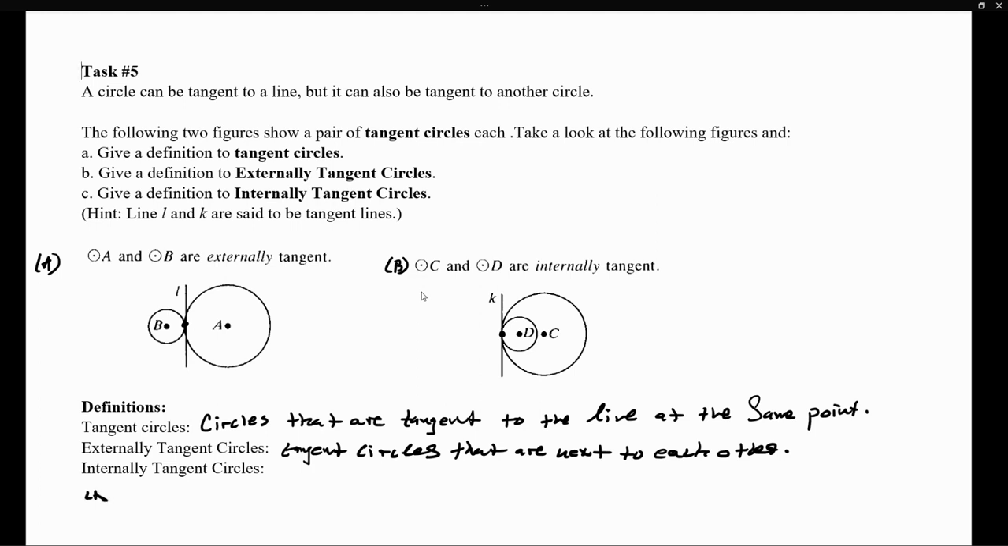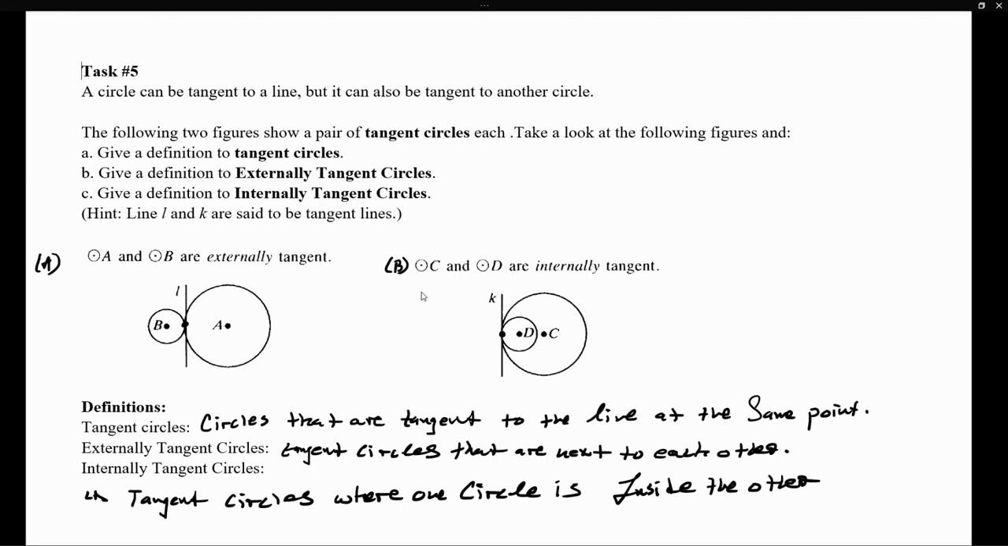And internally tangent circles are tangent circles where one circle is inside the other, just like in example B. Here we have two tangent circles. I know that they're tangent because they're tangent to the same line at the same point. And more importantly, the smaller circle is inside the bigger circle, not like we had it in example A. And this concludes our lesson for tangent lines and circles.